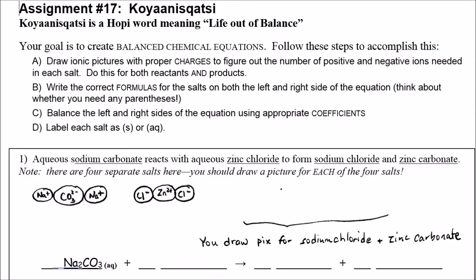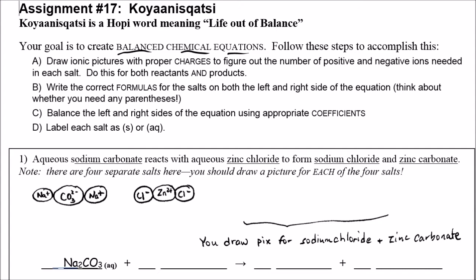Here we are with 17. The goal is to create balanced chemical equations. So, if you haven't done 16 yet, you should do that first. That gives you a step-by-step way to do this. However, there's some guidelines here. Draw ionic pictures with proper charges to figure out the number of positive and negative ions, reactants, and products.